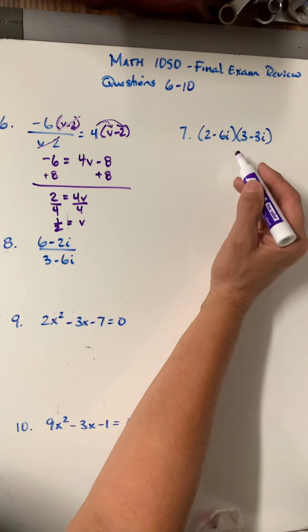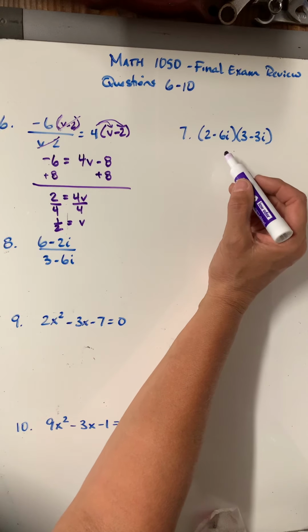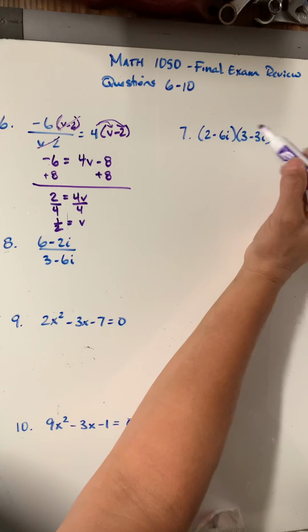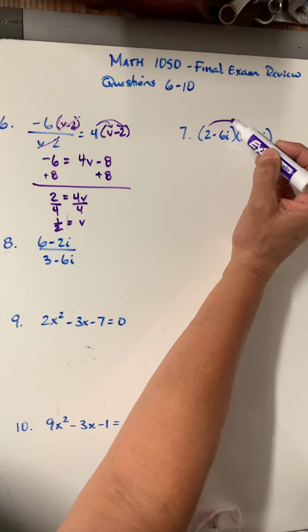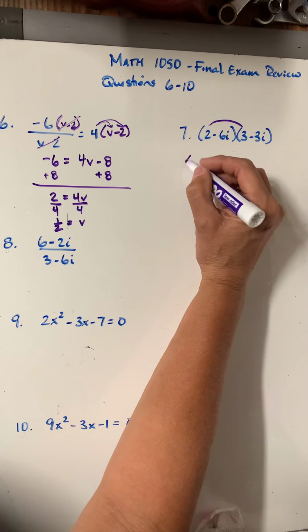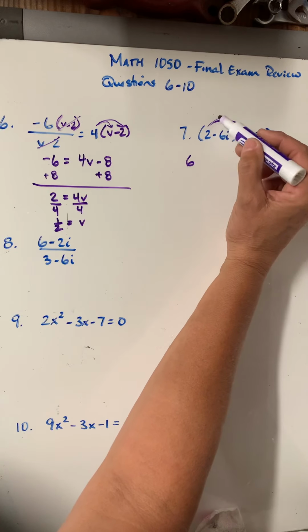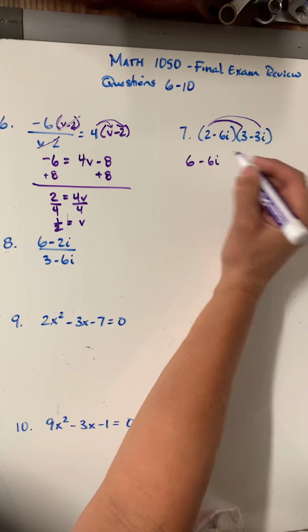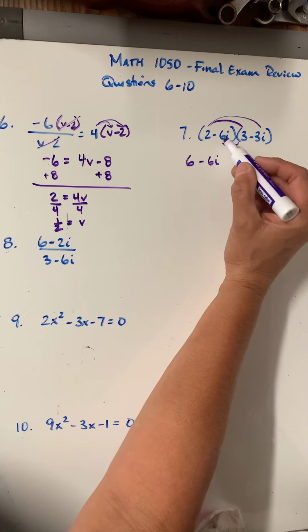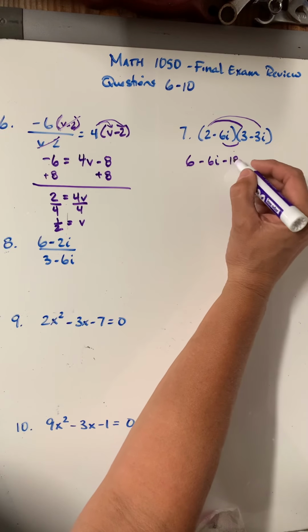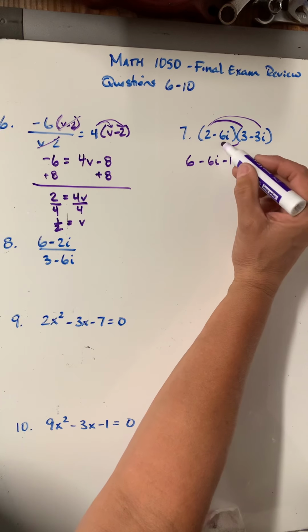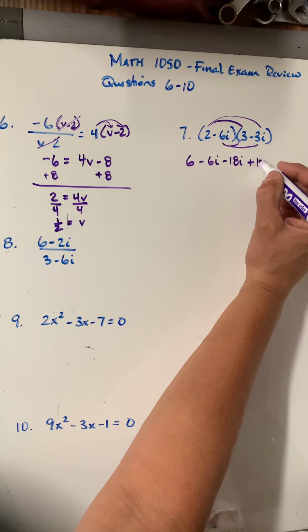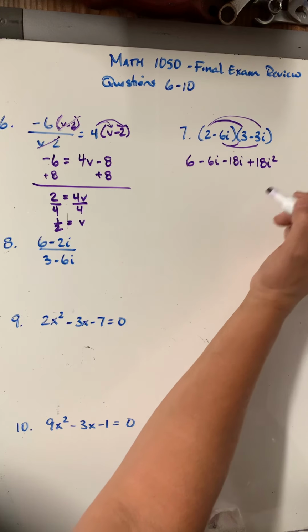Okay, so let's move to question number 7, which is multiplying imaginary numbers. So I'm going to FOIL this. So the first would be the 2 times 3. I would get 6. Then the outer would be 2 times -3i, which is -6i. The inner is -6i times 3, which is -18i. And then the last is -6i times -3i, which is a positive 18i squared.